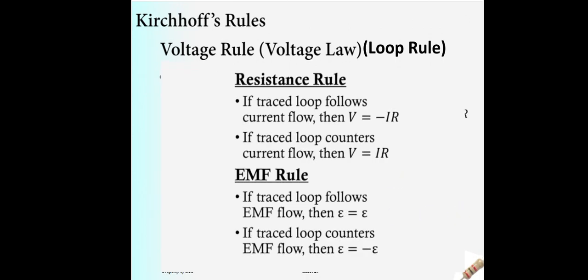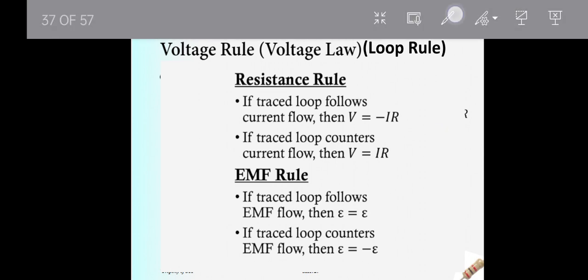Okay, so here are some additional notes for the voltage rule. For the resistance rule, if the traced loop follows the current flow, the same direction of the loop as the current flow, we get this voltage: simply negative current times R.